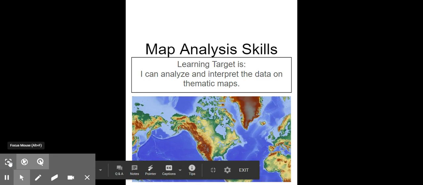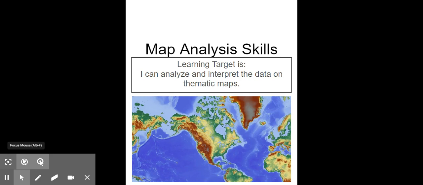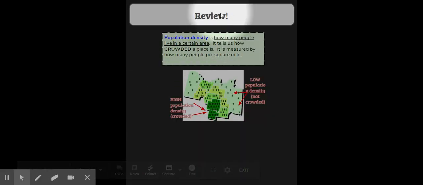Your learning target is: I can analyze and interpret the data on thematic maps. You'll be looking at a political map, physical geography map, climate map, population density map, and a GDP map. But first, let's review our vocabulary words.